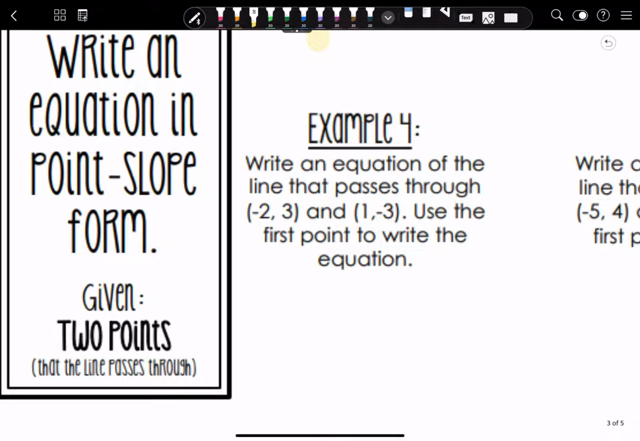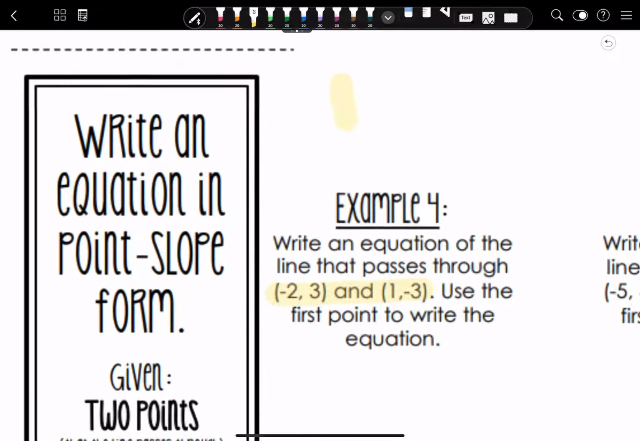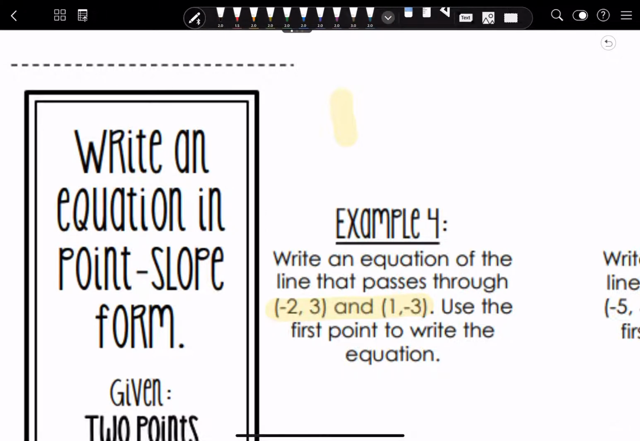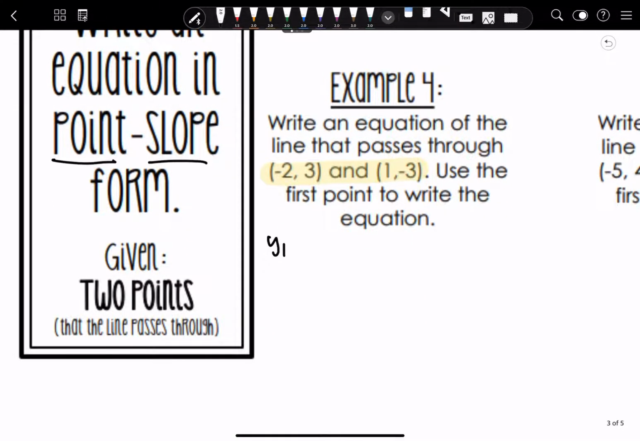So all they're doing is giving you, right here, 2 points. And I'm telling you, I want you to use the first point to write the equation. But what's going to end up happening is you need a point and a slope. It's literally called point slope form. So we know that our y1 and our x1 are 3 and then negative 2 for x1.